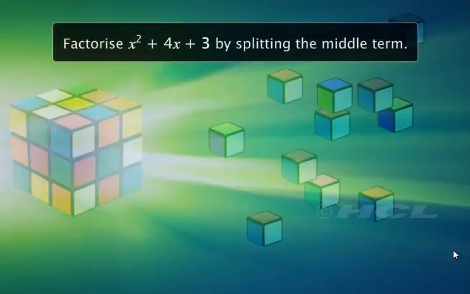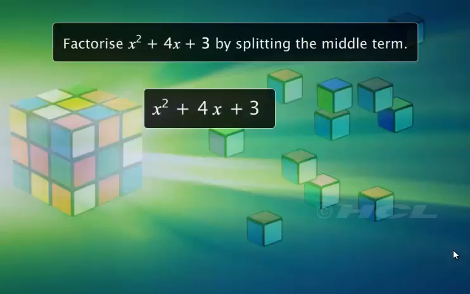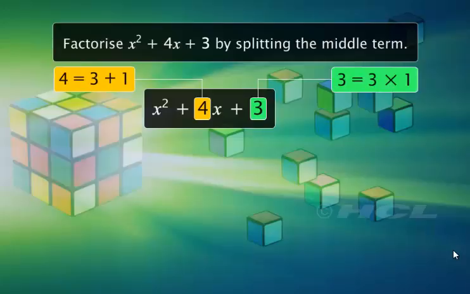Let us factorize the quadratic polynomial x squared plus 4x plus 3 by splitting the middle term. Notice we can express the middle term 4 as the sum of 3 and 1, and the constant term 3 is also the product of 3 and 1.